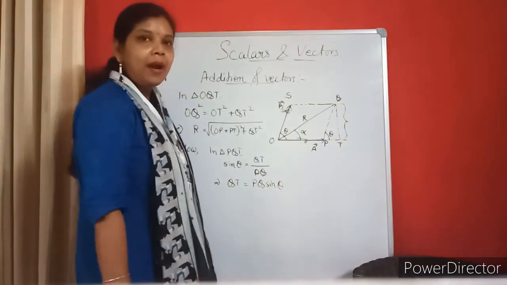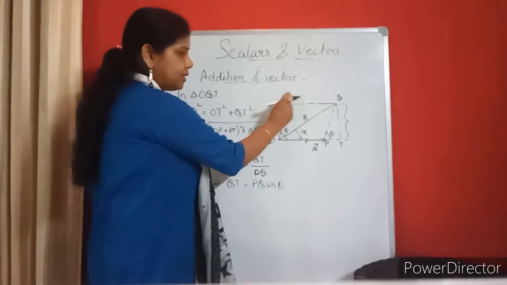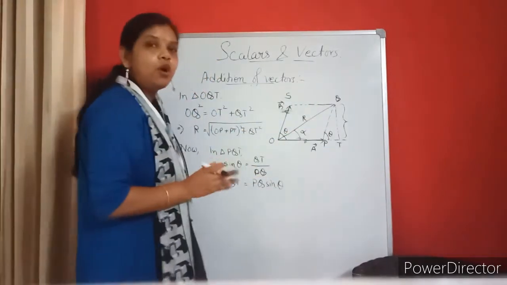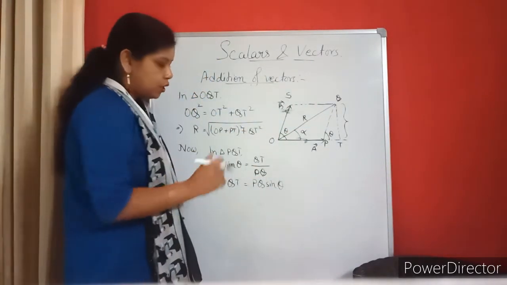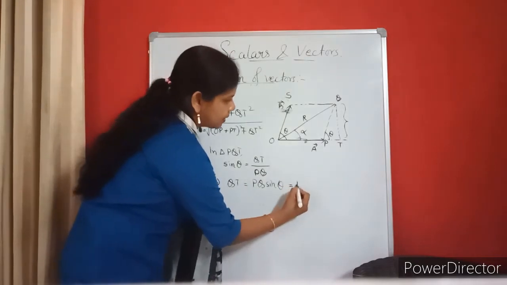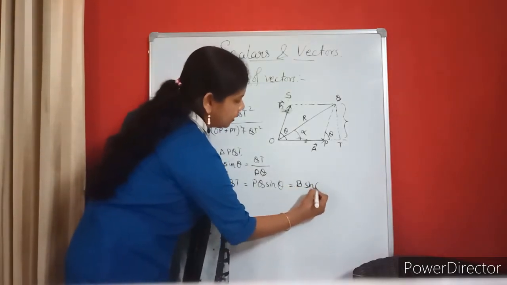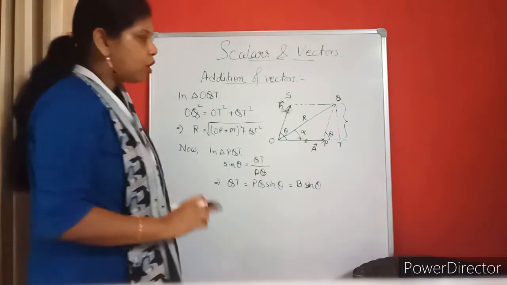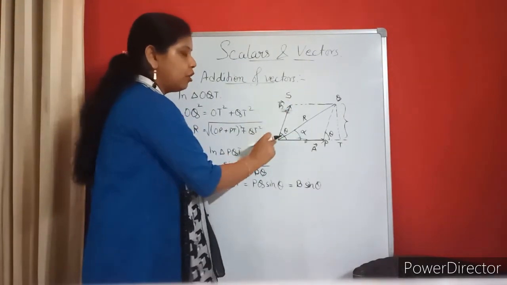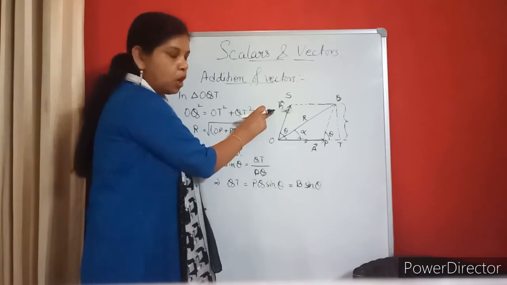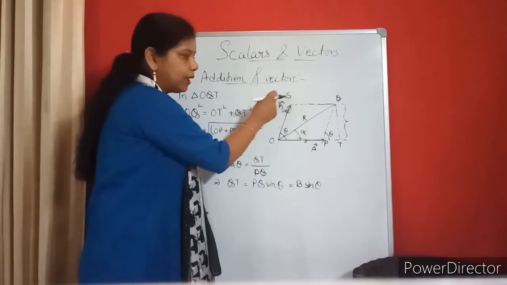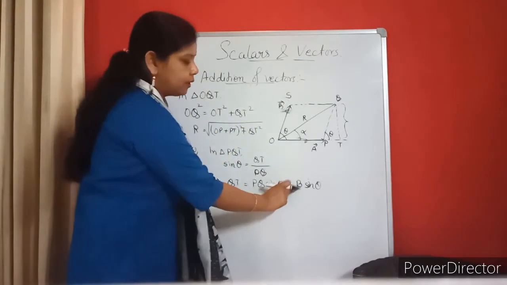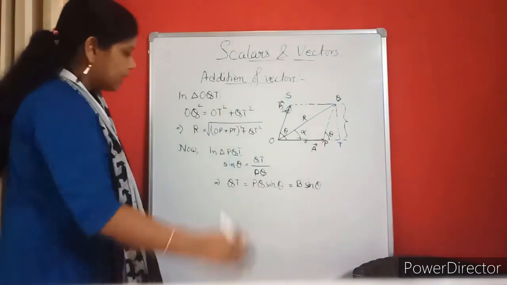Now see, since it is a parallelogram, OS and PQ are the same or not? The magnitude is the same. So instead of PQ, I can write this as B sine of theta. Anyone have a problem if I write B sine theta? Because you see, this is the vector B, whose direction is this side, whose magnitude is what? B or not? So I have written B sine theta.